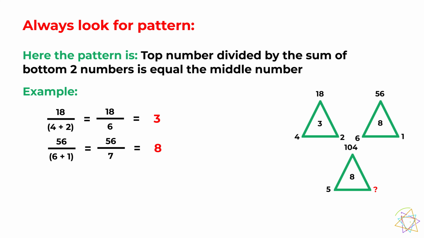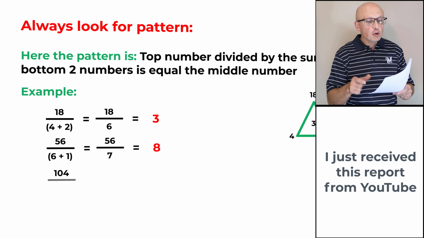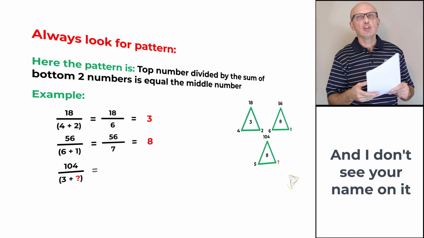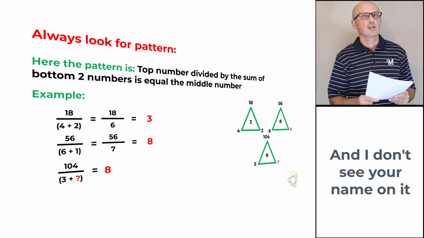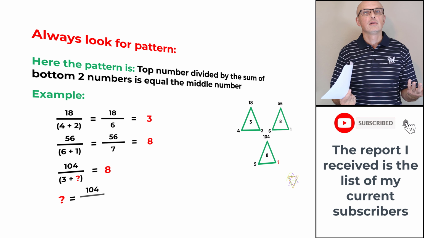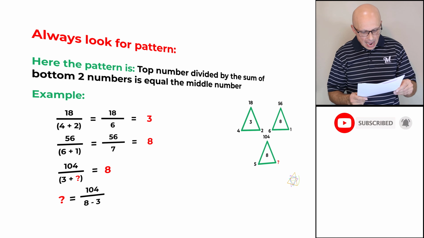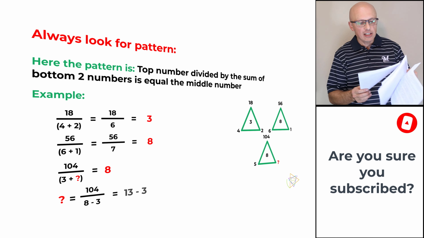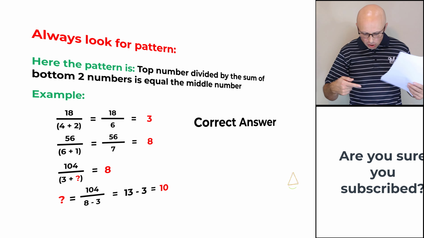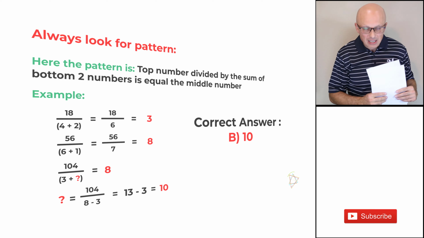Which means that we can build a formula. And our formula will have 104 on the left divided by the value in parentheses 3 plus question mark would be equal to 8. Which means that the question mark would be equal to 104 divided by 8 minus 3, which would be an equivalent of 13 minus 3, which would be equal to 10. So the question mark equals 10, and the correct answer is choice B, 10.